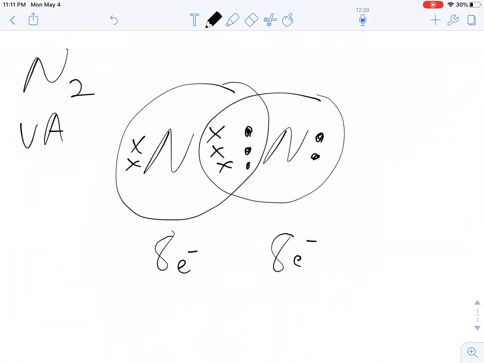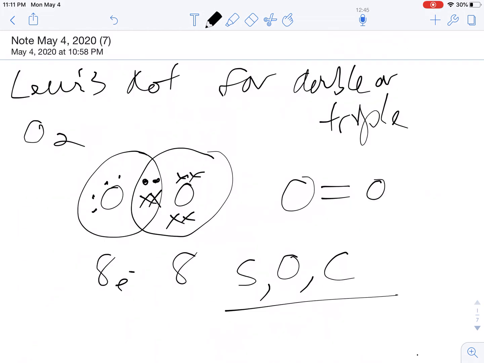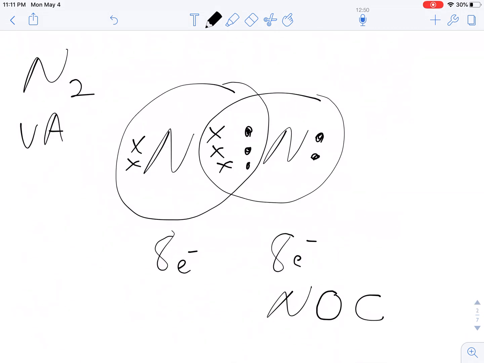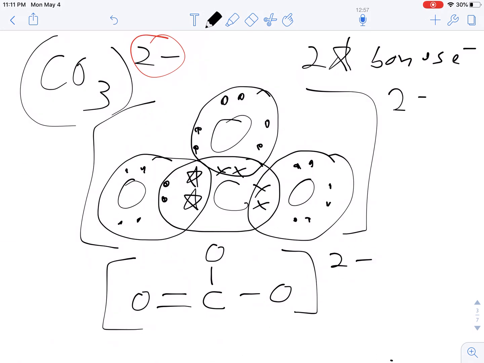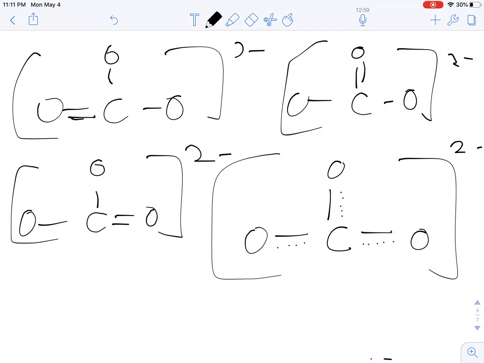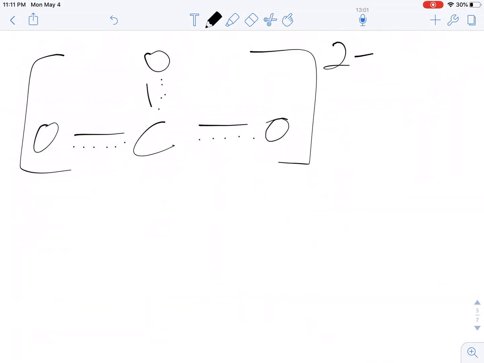Okay, I did forget one thing about the triple bonds. The only elements that can triple bond are nitrogen and carbon, and in a very, very rare circumstance, oxygen. So my mnemonic, or the way I remember, is the elements that double bond are SOx, and the elements that triple bond are NOx. Okay? So you got to have at least one of those elements to form a double or a triple bond.